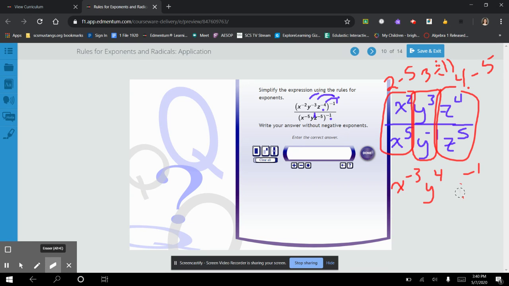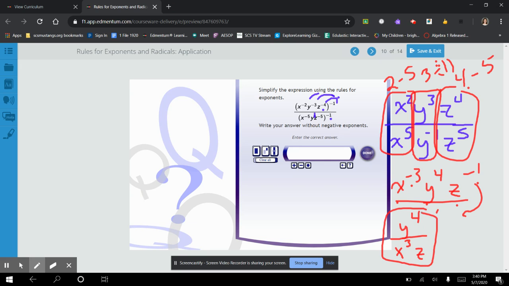So looking at the answer to double check and make sure everything's okay, I've got one of each variable, which is great, but if I check my exponents, I've got 2 of them that are negative and need to be moved to the other side of the fraction. So if I do that, I've got y to the 4th divided by x to the 3rd, and you can put z to the 1st or just z. Either way will work just fine.